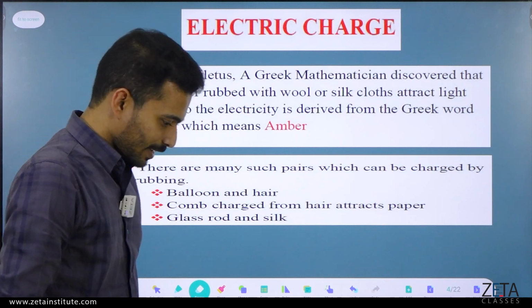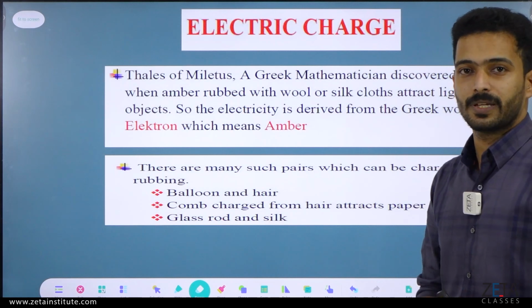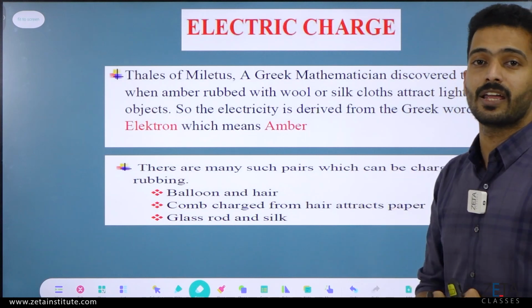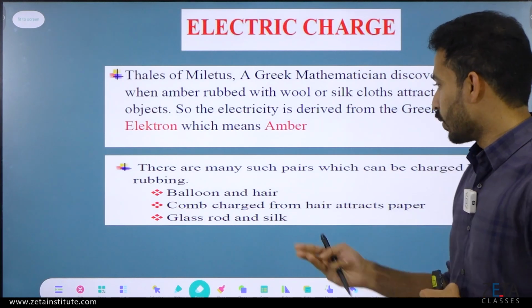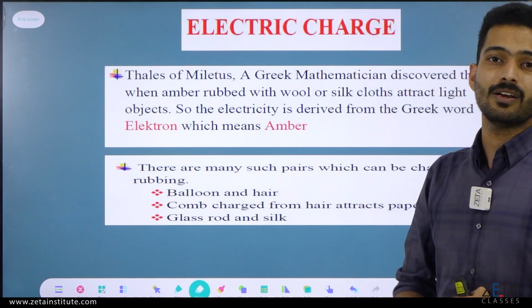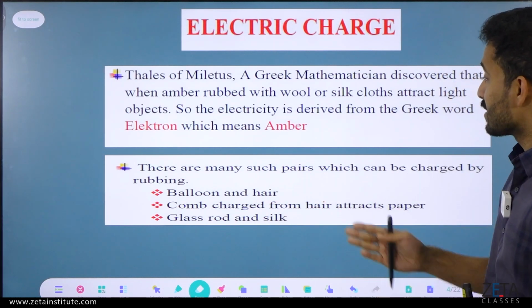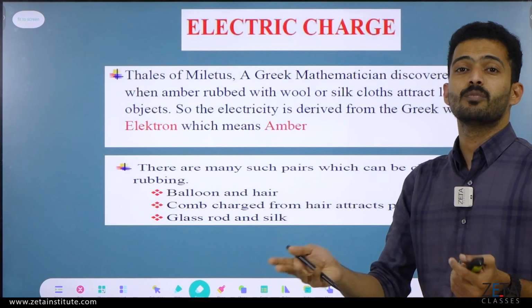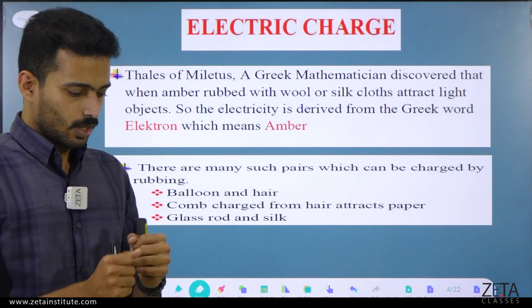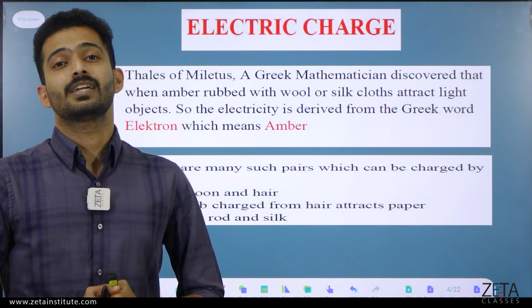There are many such substances which can be charged by rubbing. One example is balloon and hair. If you rub a balloon and hair, the bodies will get a charge. Also, a comb charged from hair attracts paper. When you rub the comb on your hair, that comb attracts paper. Also glass rod and silk: if you rub a glass rod and silk, the bodies will get charged. What is the reason for this? We have observed that when one body is rubbed with another object, the bodies get charged.